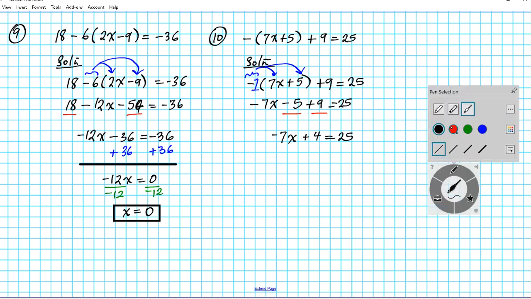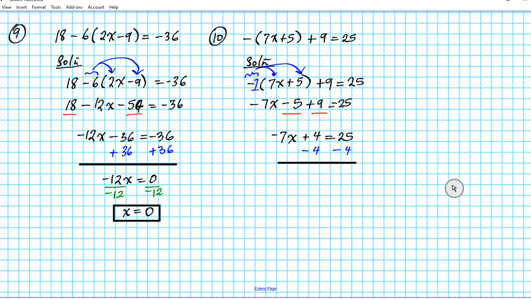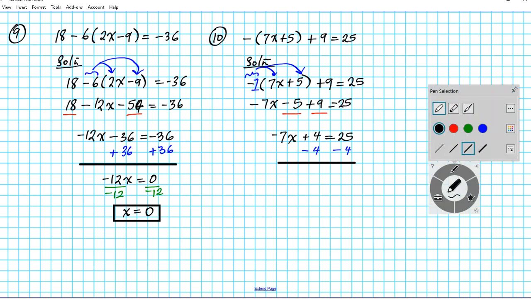Now to get x isolated, we are going to get rid of the 4 and the negative 7. To get rid of plus 4, we'll use the inverse. We subtract 4 from both sides of the equation, and that will yield negative 7x is equal to 25 minus 4, which is 21.